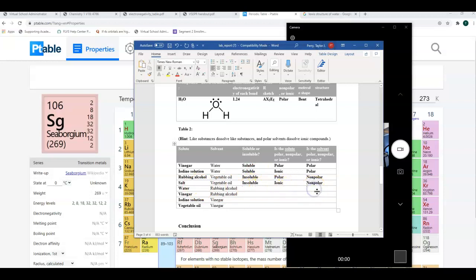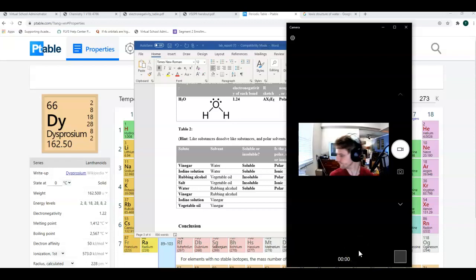Okay, water and rubbing alcohol. Well, do we really even need to mix this? Because we know that water is polar, and we found out earlier that rubbing alcohol is polar. If these are both polar, remember, like dissolves like. So if these are the same thing, will it dissolve? And the answer is yes. So this should be soluble. I'm just going to type it in. Again, I'll show you it.